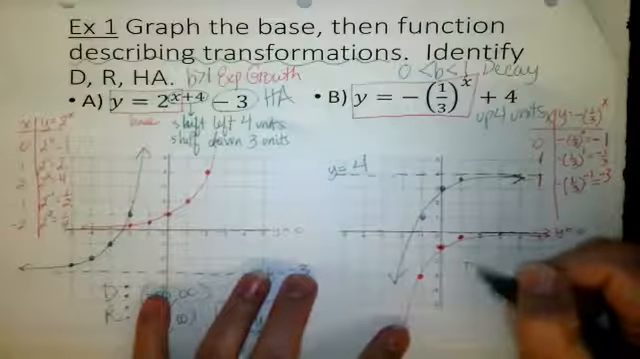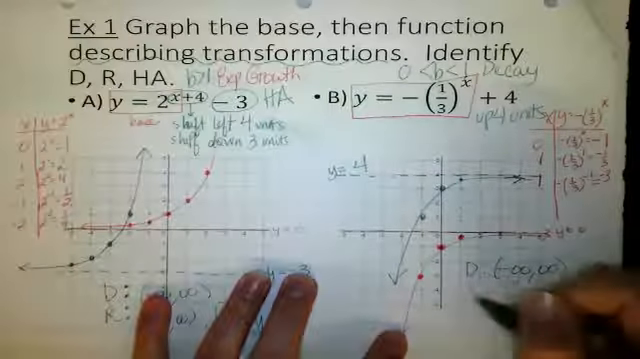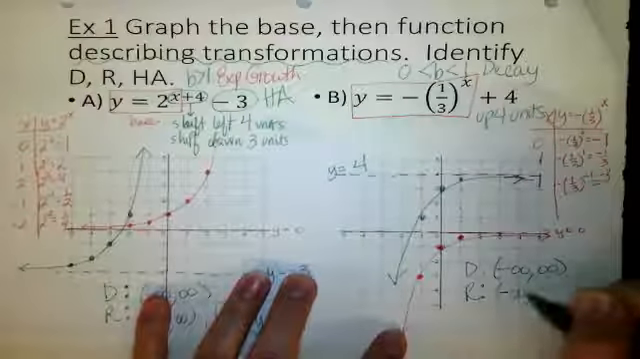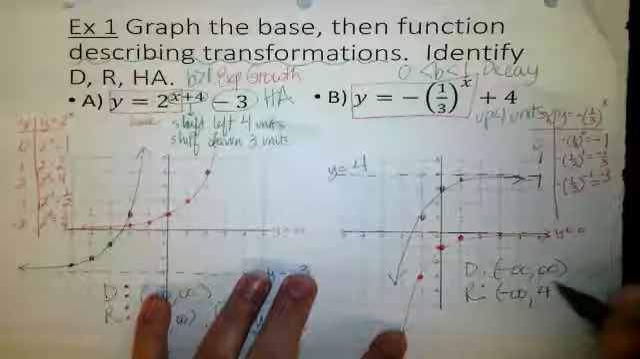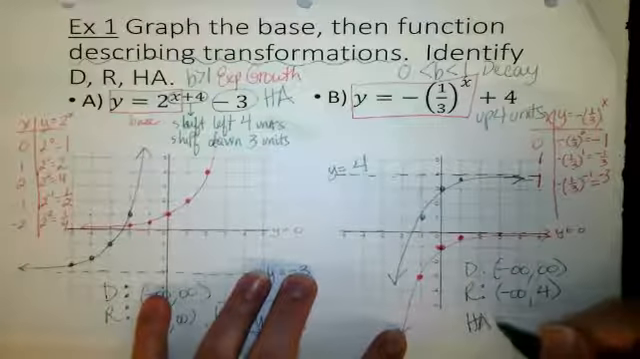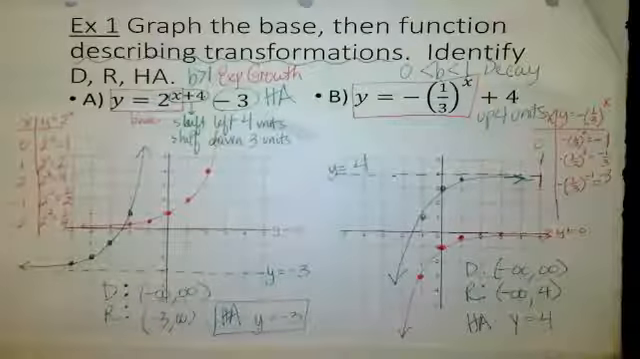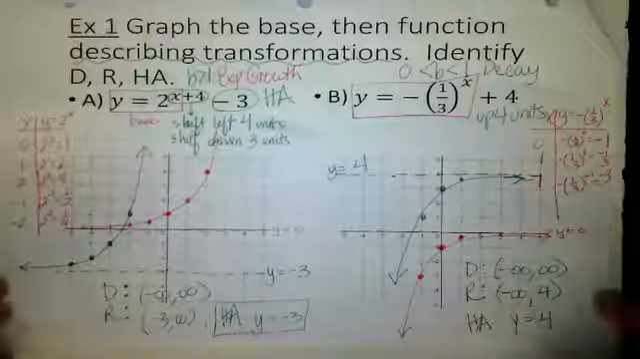Domain. What's the domain of this function? Negative infinity to positive infinity always. What's the range? Negative infinity to 4. Bracket parenthesis. Parenthesis. What's the horizontal asymptote? Y equals 4. Very good. Ladies and gentlemen, do you have questions on the graphing? Yeah. Are we done? No, not quite.